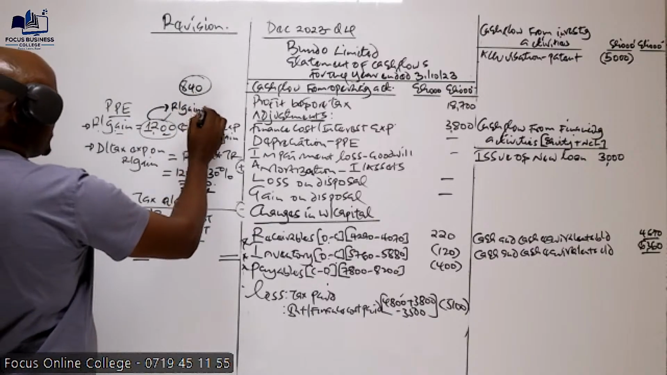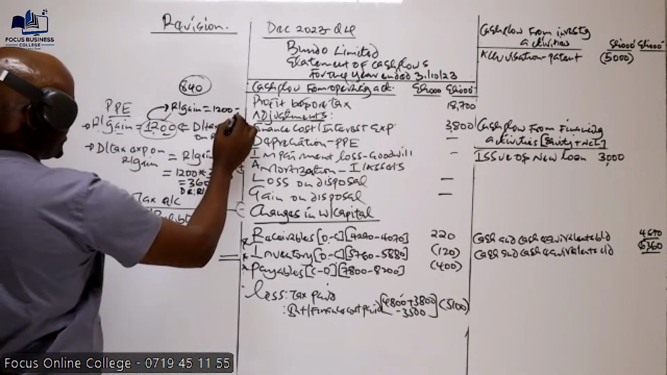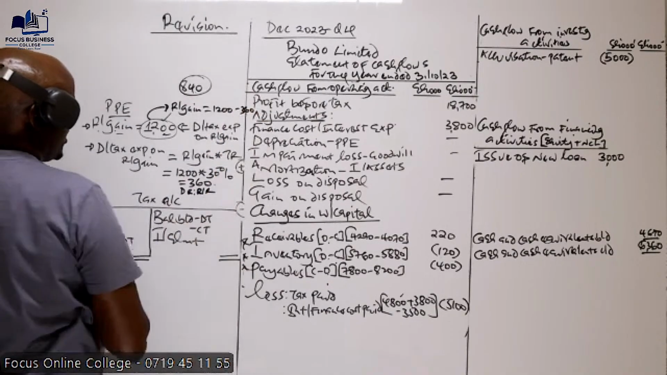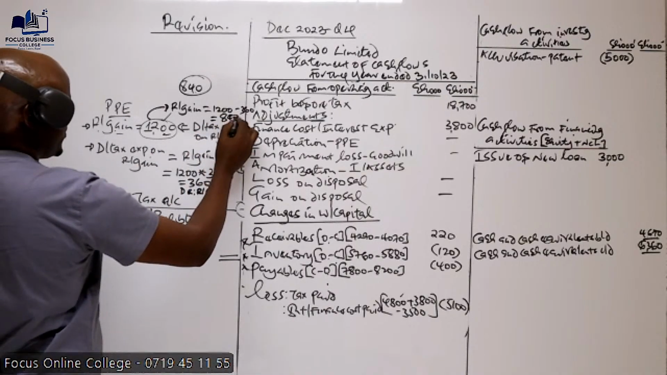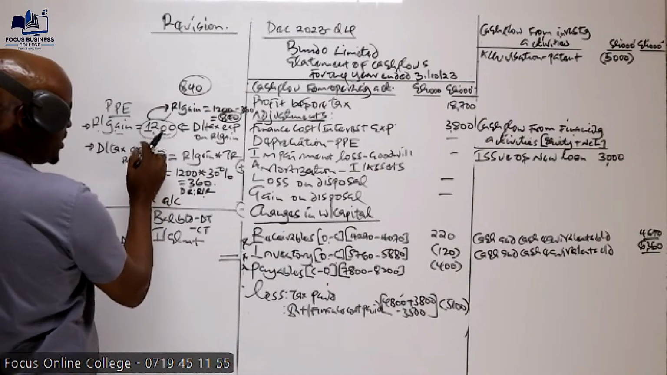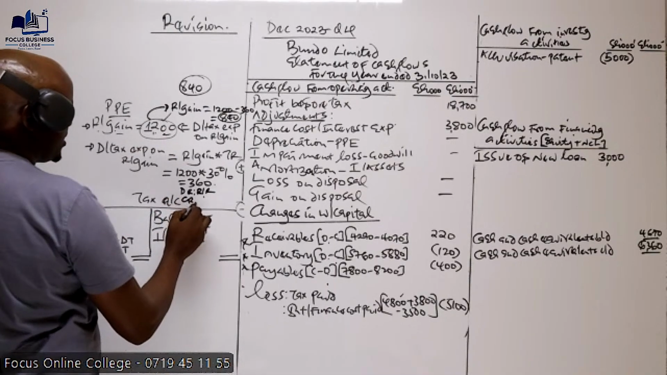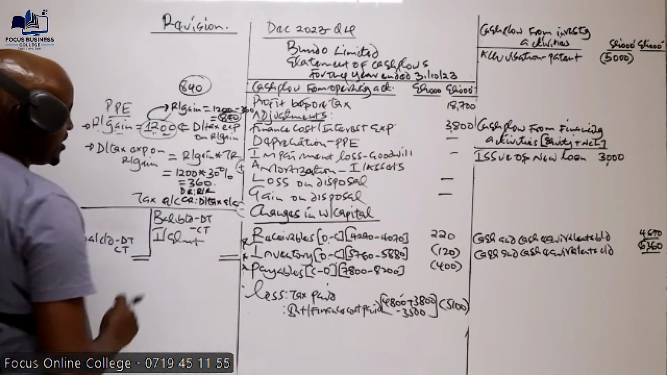This figure is arrived at by taking 1200 minus the deferred tax expense on the revaluation gain, and that gives us 840. That's why this one should be debited in this account. To debit is to deduct it from this, and then we credit the deferred tax account.